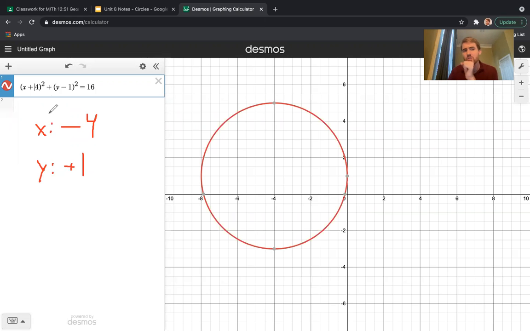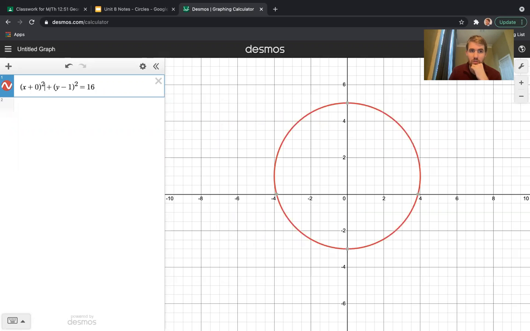So the trick with this is you always got to remember to flip whatever it was. If it's positive, then the coordinate's negative. If it's negative, the coordinate's positive. And we can use this to find the center of any circle. So let's say I wanted to make a circle where the center was at the origin at 0, 0. Well, then I just make sure to do +0.